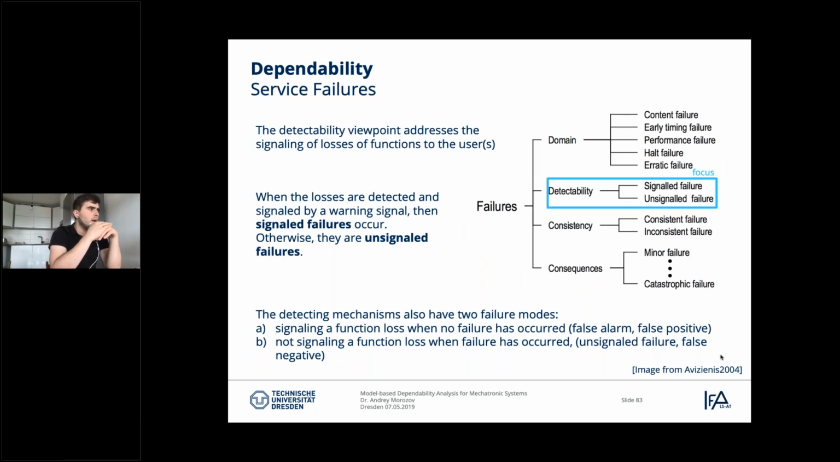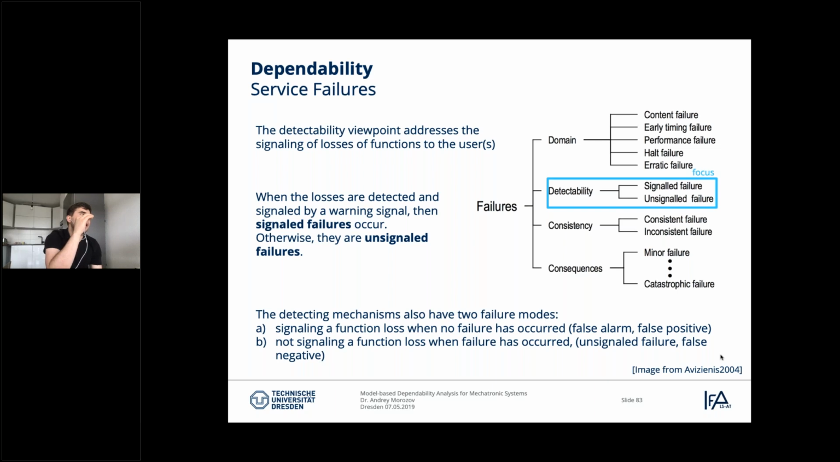Okay. Then detectability: signaled failure, unsignaled failure. It's basically the idea: can the failure be detected or not? The detectability viewpoint addresses the signaling of losses of function to the user. Let's say, can the user detect that it is a failure or not? For example, if we receive incorrect readings from the speed sensor, probably we see, okay, we are driving, but there is nothing on our display. We can detect this failure.